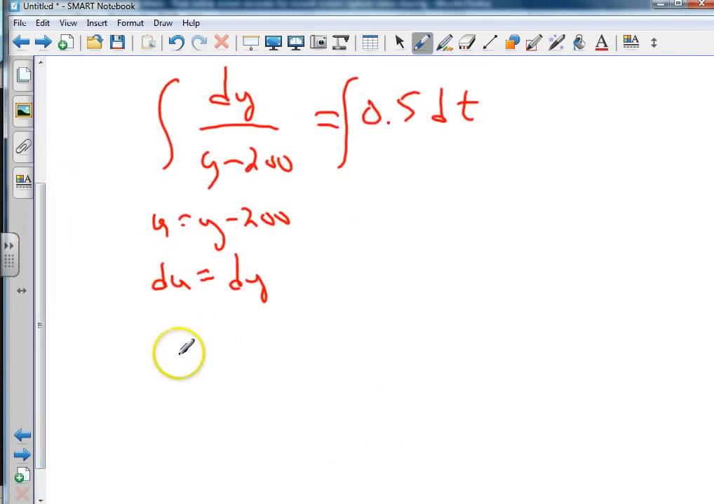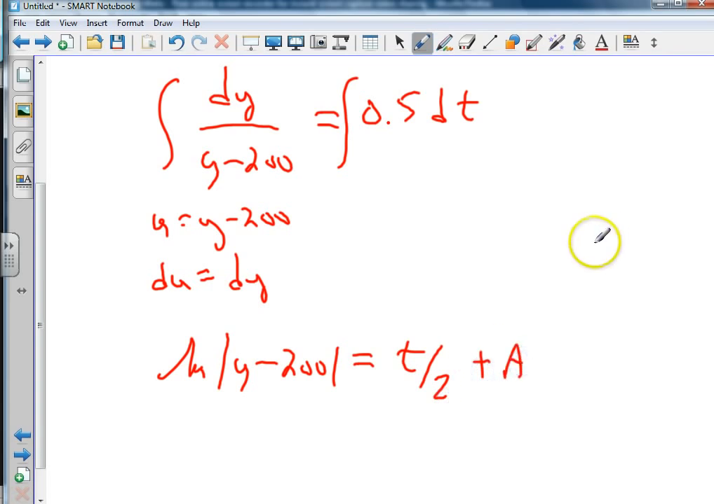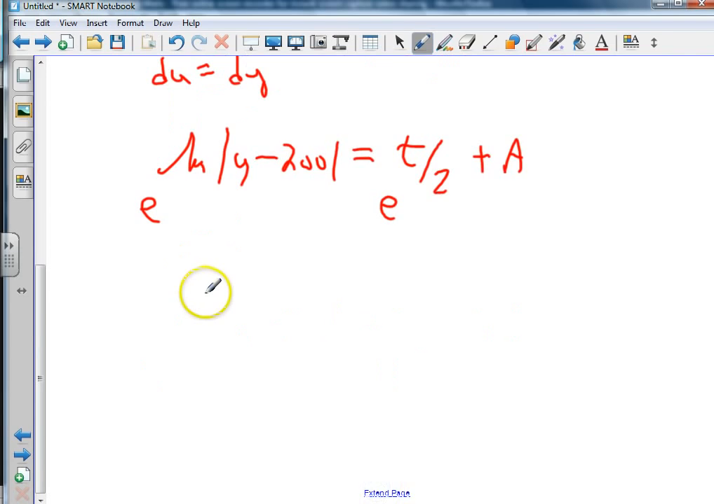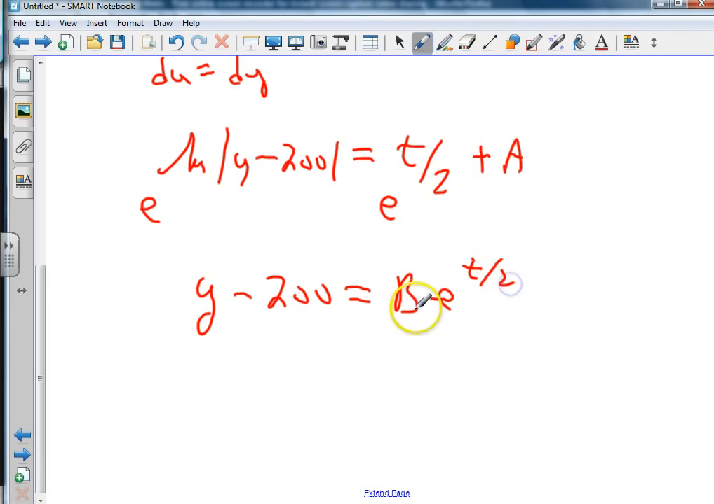So this is the ln of the absolute value of y minus 200 is equal to what? 0.5 t, or t over 2 if you like. You know what? I'm going to write it that way. Plus a constant. Now what are you going to do? e to the both sides. So e to the this, e to the this. And what do you get? y minus 200 equals b e to the t over 2.